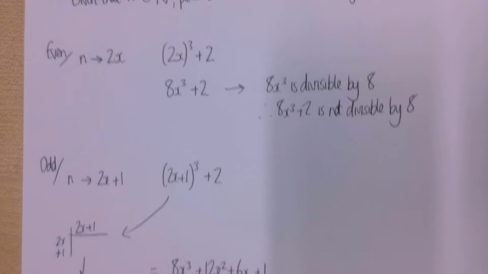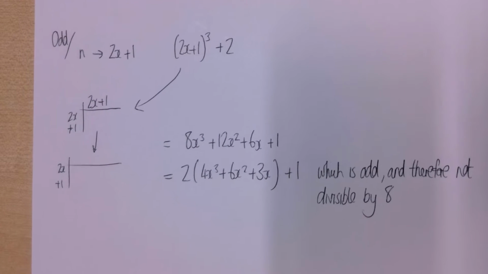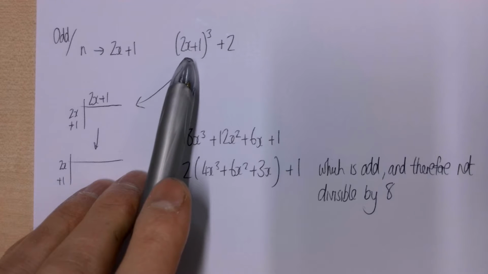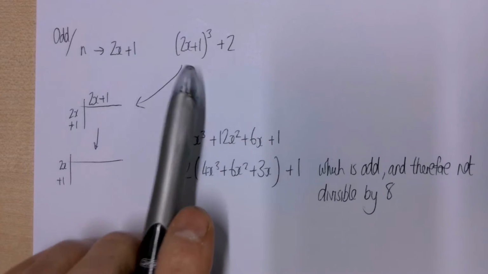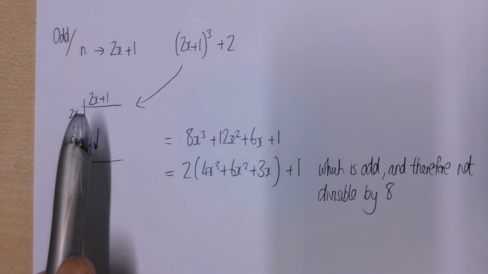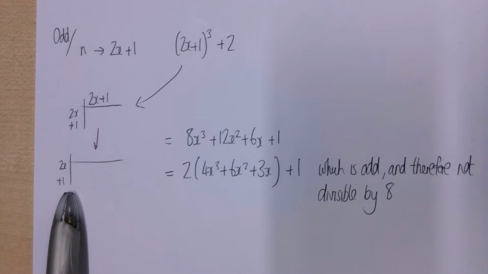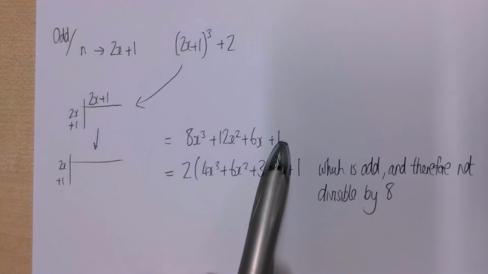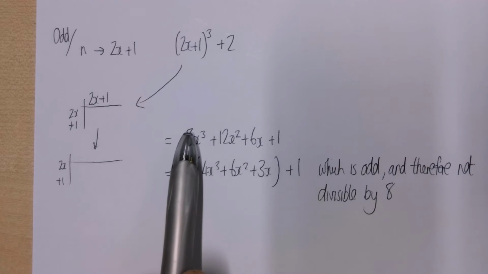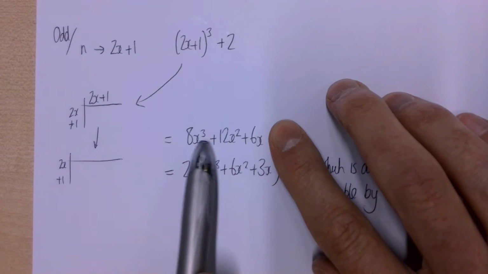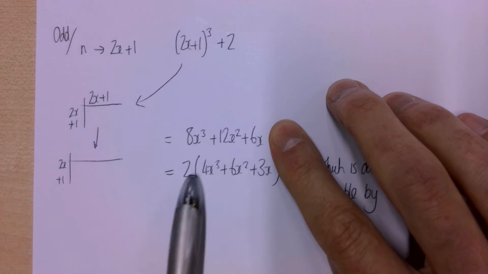What about when n is odd? So I've replaced n with 2x plus 1. So I do 2x plus 1 cubed plus 2. To do 2x plus 1 cubed, I had to do 2x plus 1 squared, take my answer, multiply it by 2x plus 1 again. Gave me this. And this time, I can't show this is equal to 8 times something, but I can show that this is equal to 2 times something.